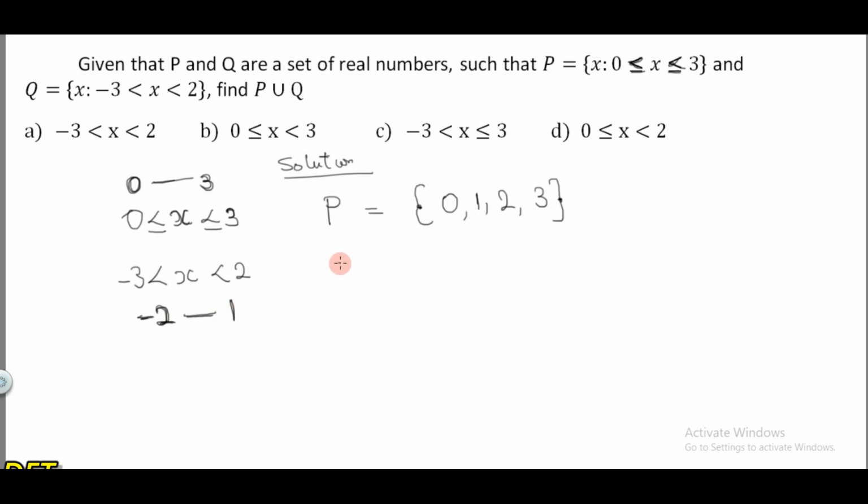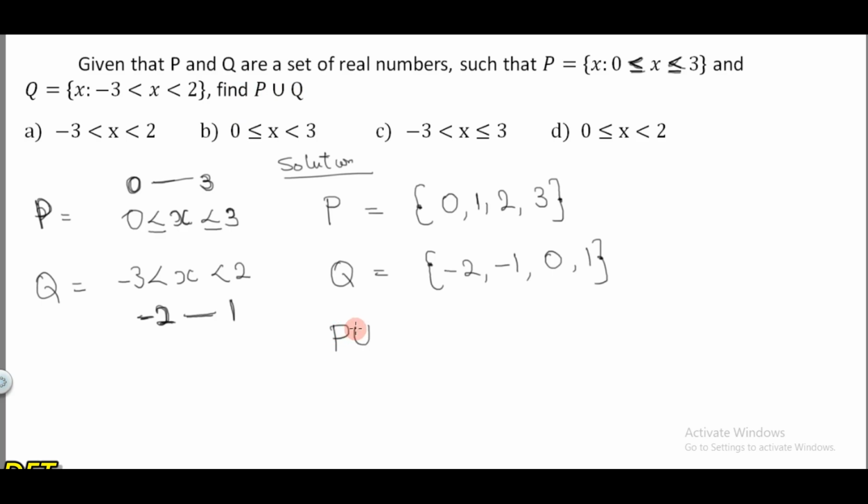So our set Q will be equal to the value of X here, minus 2 to 1, right? So our set Q will be minus 2. After minus 2, we'll have minus 1. After minus 1, we'll have 0, then 1, right? This is our set Q. So this is Q equal to this, then this is P, right? Equal to this. So this is our set P, 0, 1, 2, 3. This is our set Q, minus 2, minus 1, 0, and 1, right? Then we're asked to look for P union Q.